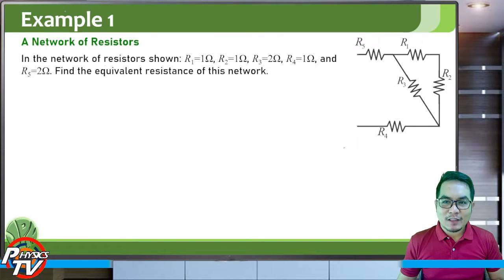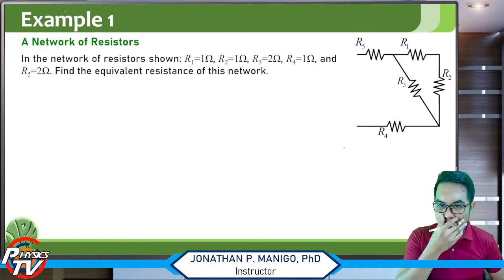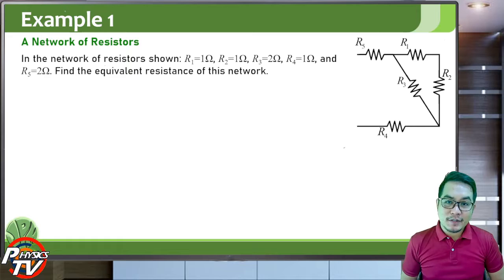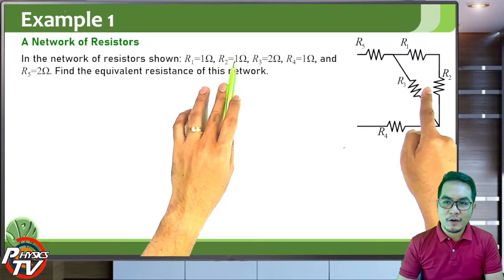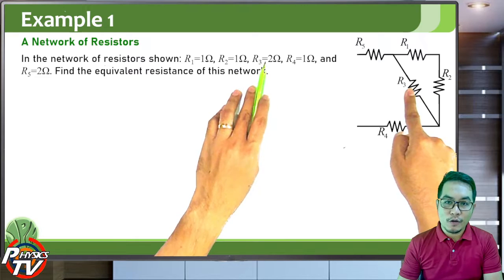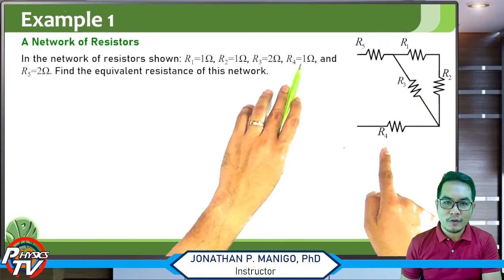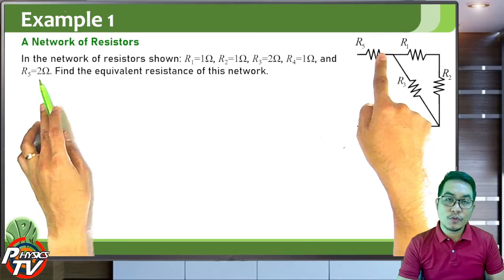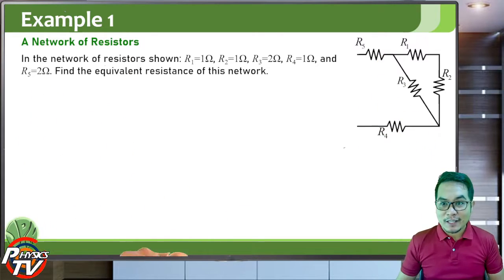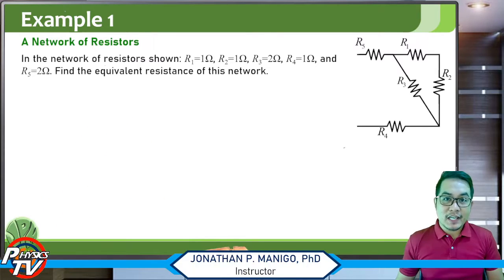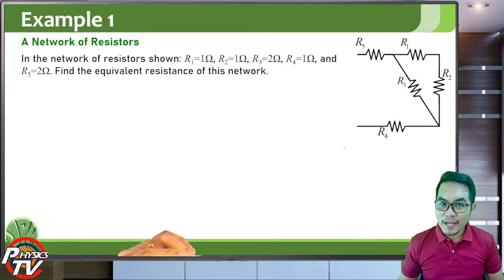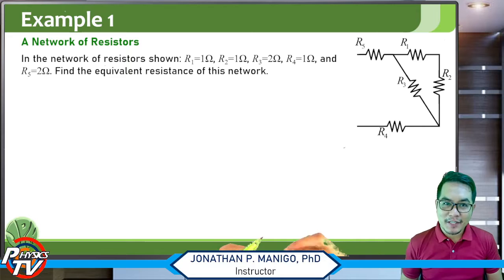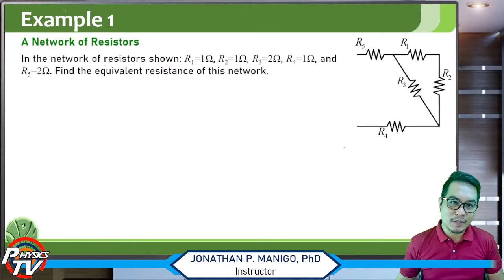So we have this network of resistors. You have 5 resistors, R1, R2, R3 until R5, and these are their given values. R1 is 1 ohm, R2 is also 1 ohm, R3 is 2 ohms, R4 is 1 ohm, and R5 is 2 ohms. So find the equivalent resistance of this network. It is basically the same as how you simplify capacitors. Find the basic series and parallel connections first, and then combine them into an equivalent resistor.